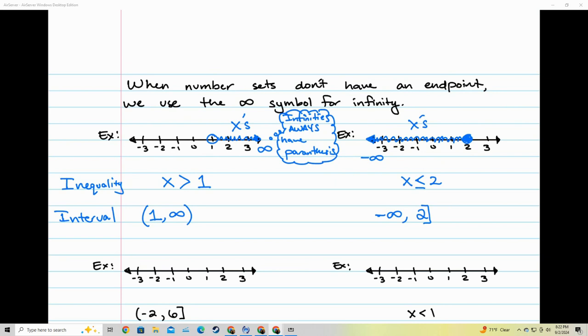Remember what we said about infinities? Infinities always have parentheses. So even if it's negative infinity, it's not going to be part of your set. So you're going to have to put a parentheses on it.